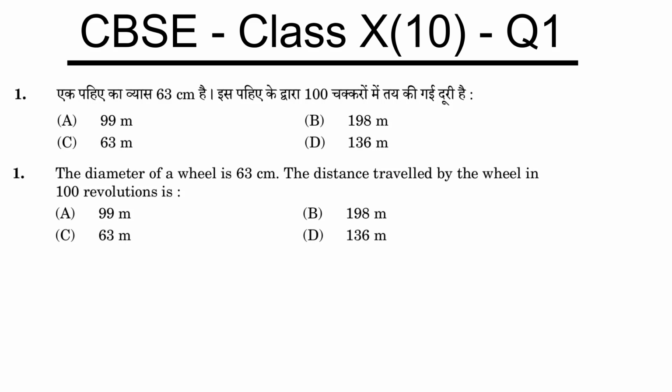Hey everyone, so today I'm going to be doing question 1 from a CBSE Class 10 paper. I'll leave the exact paper down below if you want to check that out. As you can see, we've got the question in Hindi and English. I'm going to be reading the English version, and it says that the diameter of a wheel is 63 centimeters, the distance traveled by the wheel in 100 revolutions is, and it gives us 4 options.